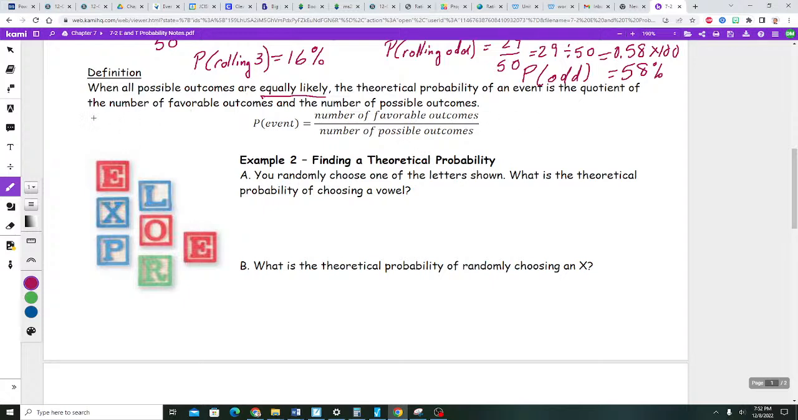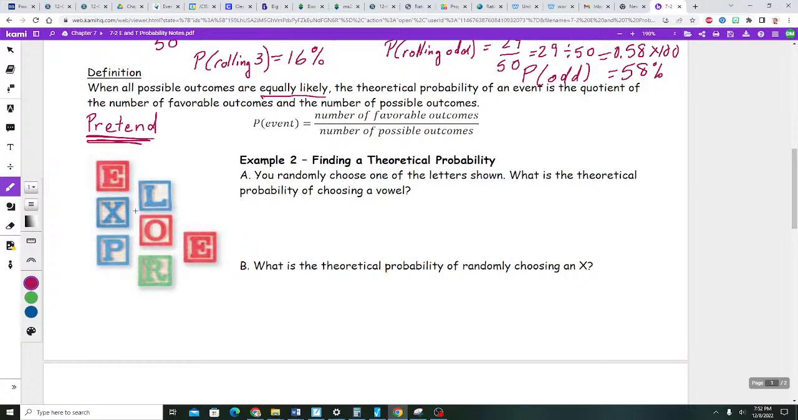This is pretend. We're not going to actually do this. We're going to think about what would happen if we did do it. So for instance, you randomly choose one of the letters shown. What's the theoretical probability of choosing a vowel?